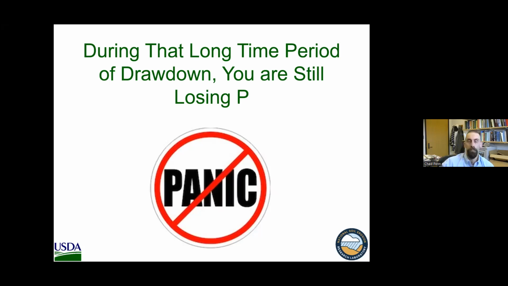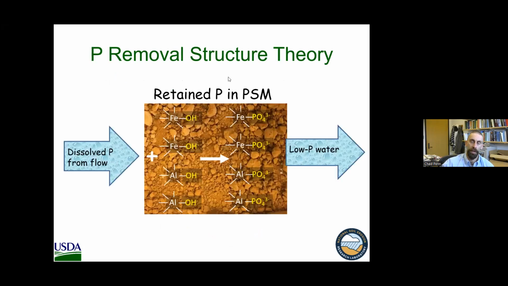So during that period of drawdown, while the soil P is being decreased, this was the impetus to develop the P removal structures, to try and filter that phosphorus during that long time period of drawdown. So in theory, the P removal structure is very simple. It's just a big, large landscape-scale filter.